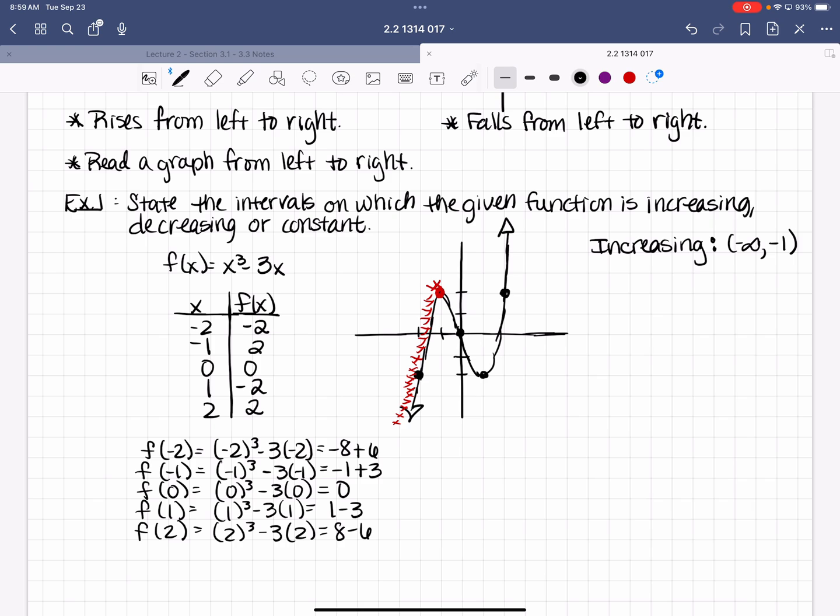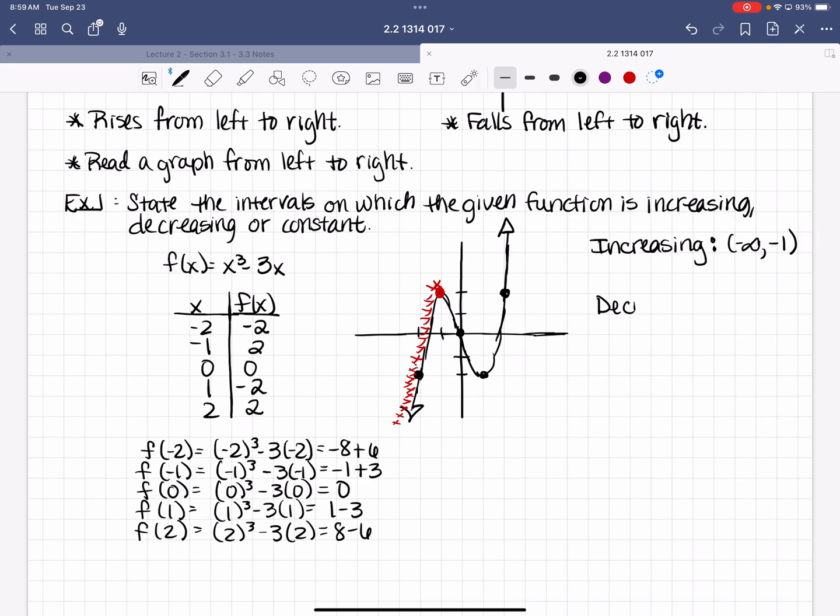Guys, you don't put a bracket on that -1. Yes, the function actually equals -1, 2. But at that point, and you'll learn this in calculus, you're not actually increasing. He's stagnant. He's sitting there at the top of the curve, at the peak. He's not doing anything. So we don't put a bracket on him. It's parentheses. So he's increasing from -infinity to -1.